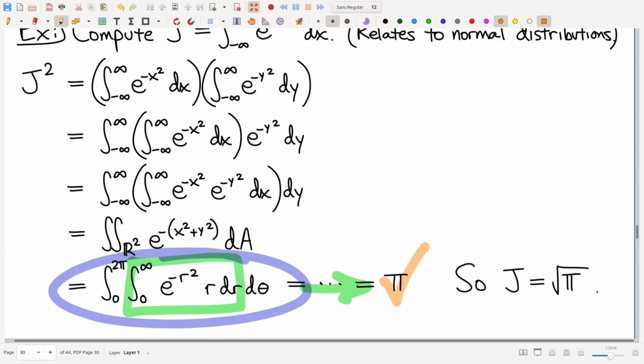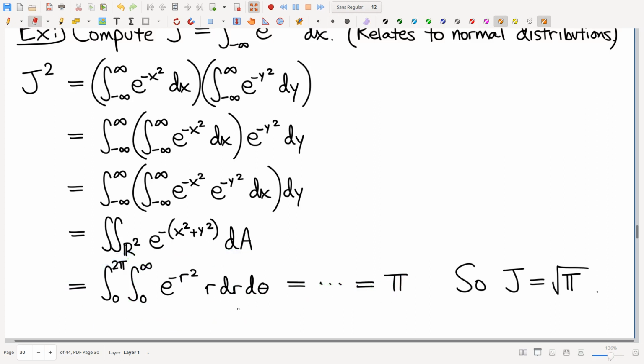Yeah. So in the third step, you move the e to the minus y squared. Can you move that into the x integral because y is technically constant? That's exactly it. Yep, that's right. So y is further to the outside. And so while I'm computing that x integral, y is not changing. So yeah, that's exactly because it's a constant that I can toss it in there.